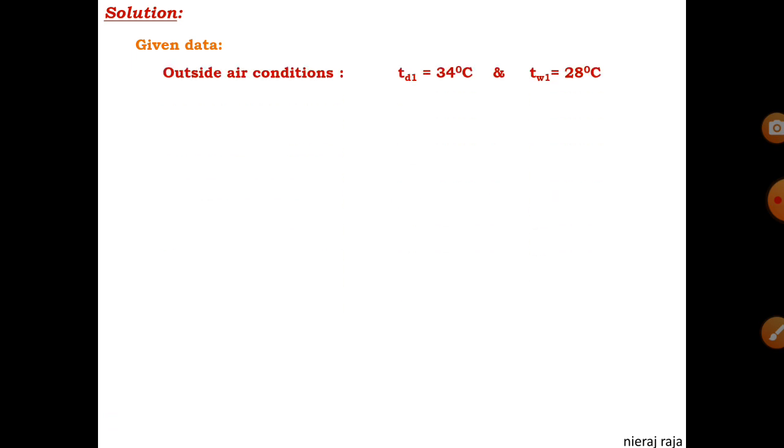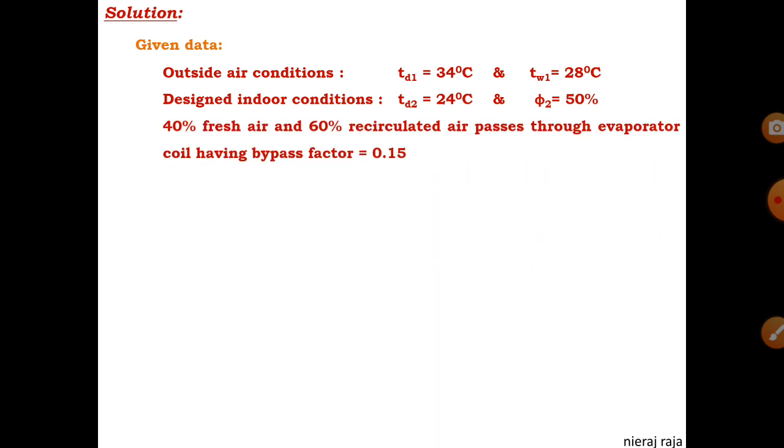Outside air condition is 34 degrees Celsius DBT and 28 degrees Celsius WBT. The design indoor condition, the temperature and humidity inside the conditioned room, is 24 degrees Celsius DBT and 50% relative humidity. And 40% fresh air and 60% recirculated air mix together, go to the cooling coil and are supplied to the room. The different heat sources I have not included here because we will have to use them in the calculation.